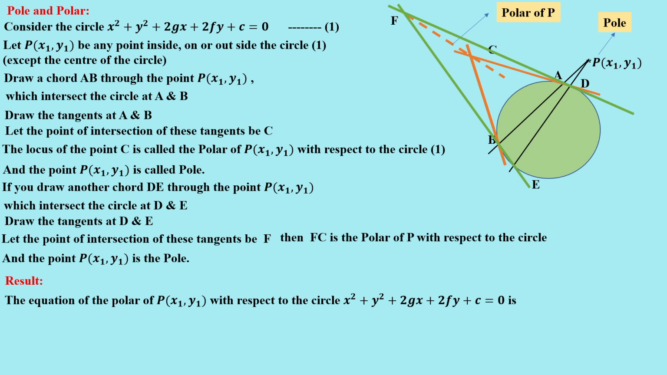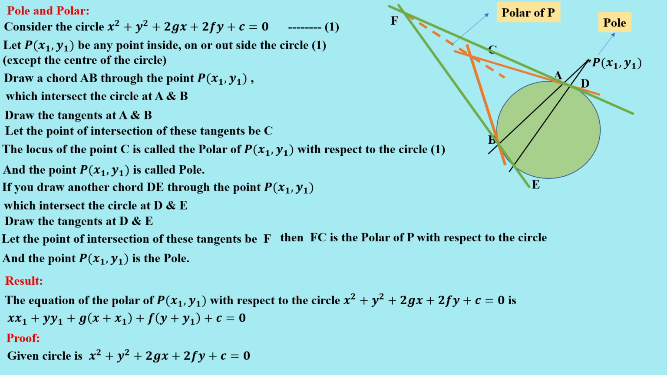Result: the equation of the polar of P(x1, y1) with respect to the circle x² + y² + 2gx + 2fy + c = 0 is xx1 + yy1 + g(x + x1) + f(y + y1) + c = 0.